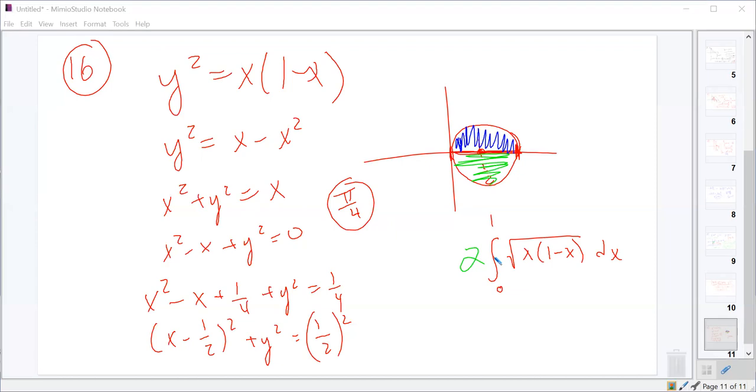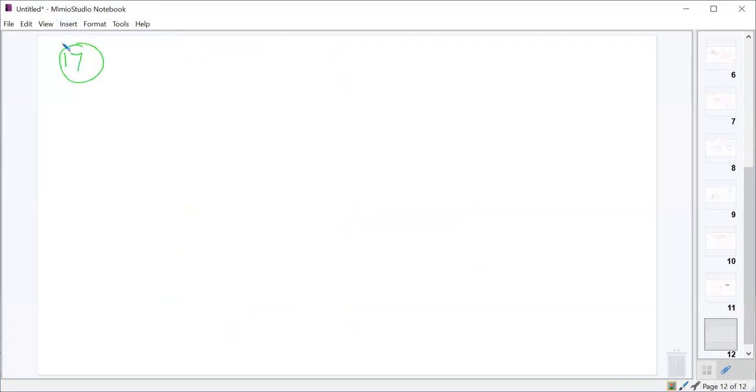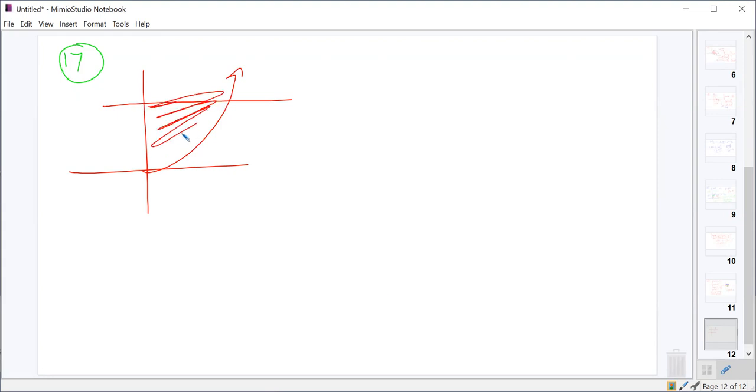Let's see, next one is 17. All right, 17 says we got y equals x cubed. We got some line here. And we've got this shaded portion. Oh, it's really poorly shaded. We got the shaded portion here.